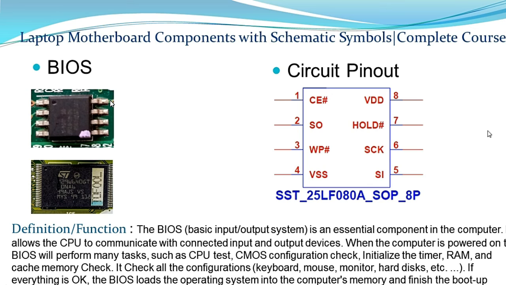Okay, so always for the BIOS, if you check the pin number 8 here, the VDD, you will find 3.3 volt without powering on the computer or the laptop. Okay, if you find 3.3 volt here, means all powers in the computer are good.